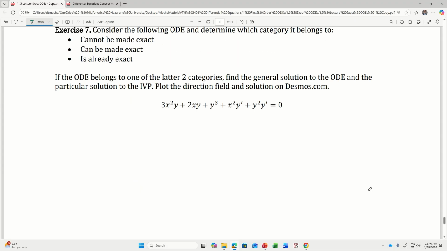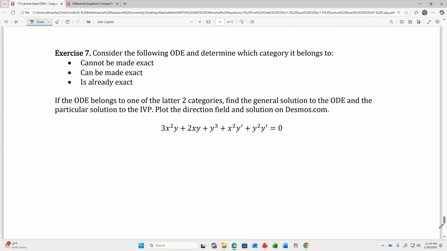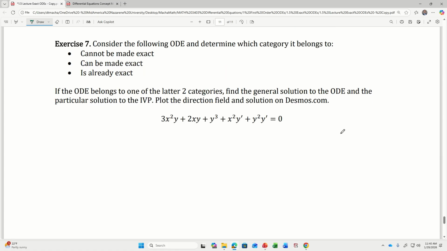But I've got one example of what we can do, and I think in the next 20 minutes we can probably solve this using the method of integrating factors. So let's try it. Consider the following ODE and determine which category it belongs to. If the ODE belongs to one of the latter two categories, find the general solution to the ODE.